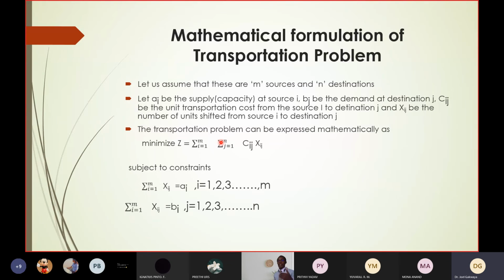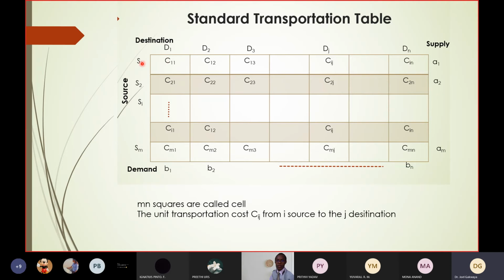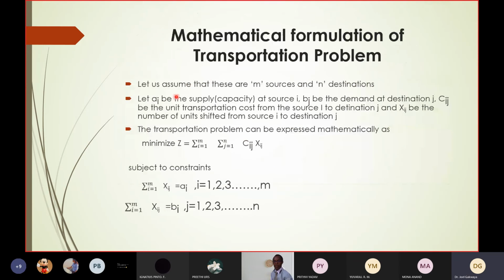Now we want to find the cost of transportation from a source to a destination. That is known as CIJ. Look at the table here. CIJ is the cost from the source to a destination.